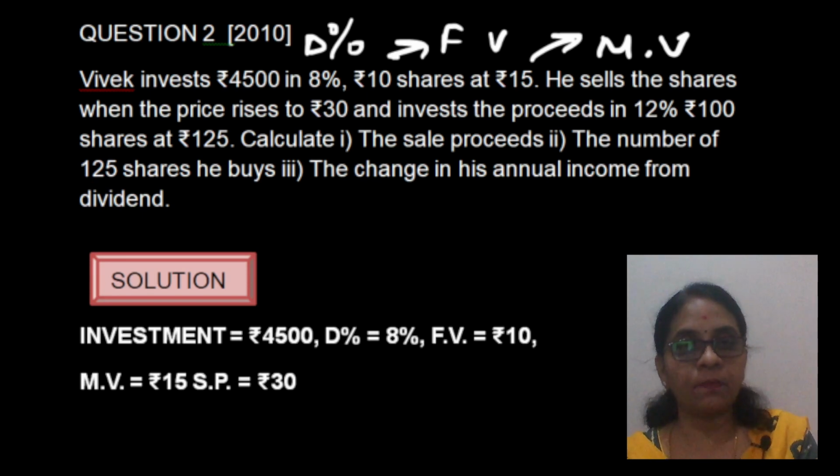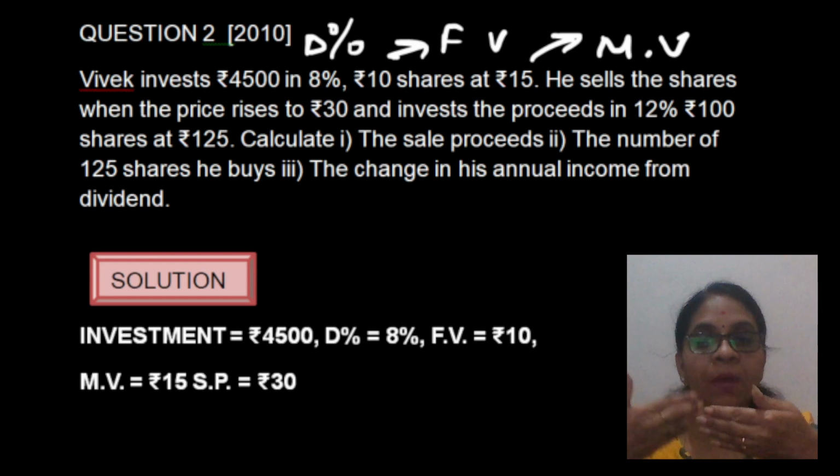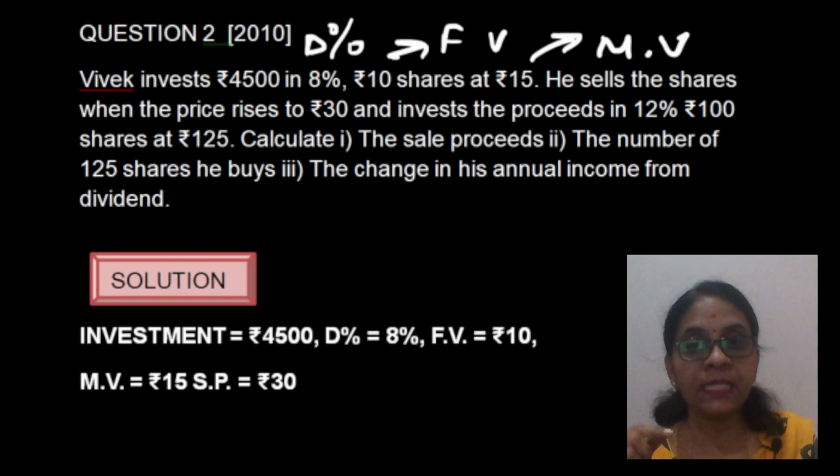So now I will read the next part of the question. He sells the shares when the price rises to 30. So he bought it for 15 rupees. Now the price has doubled. So he speculated that this is the right time for me to sell off my shares. So he is selling the shares for rupees 30 and invested the proceeds. Proceeds means the money that he gets. Sale proceeds. By selling, the money he is getting, he is investing the proceeds in 12% rupees 100 shares at rupees 125.